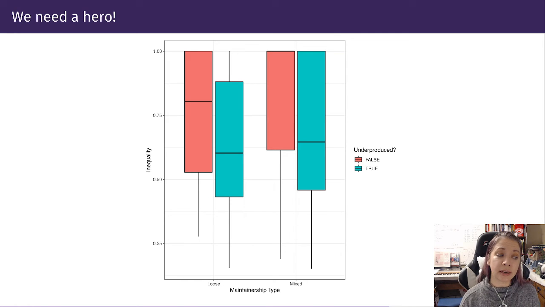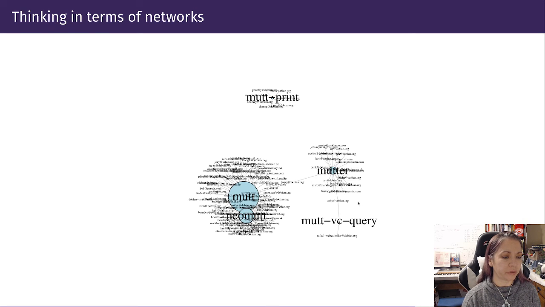And what we see is that underproduced packages, in this bluish greenish color here, are characterized by more equality in leadership. What does this mean? That means we don't have a single strong leader taking the maintainership role for long periods of time. Instead, it's handing off between different folks. And we see the same result here between the loose model and the mixed model. So leadership counts, leadership matters, is how I would conclude from here.